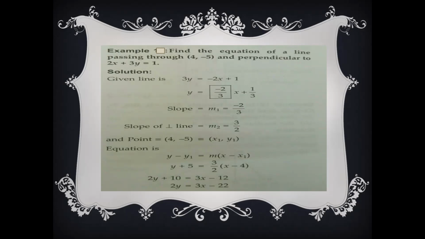Now if two lines are perpendicular, we can say the slope of a line is the negative reciprocal of the other line. So now we know the equation of the line which is perpendicular, so we can calculate the slope of this line, which is y equal to minus 2 by 3x plus 1 by 3. So minus 2 by 3 is the slope of the line which is perpendicular.